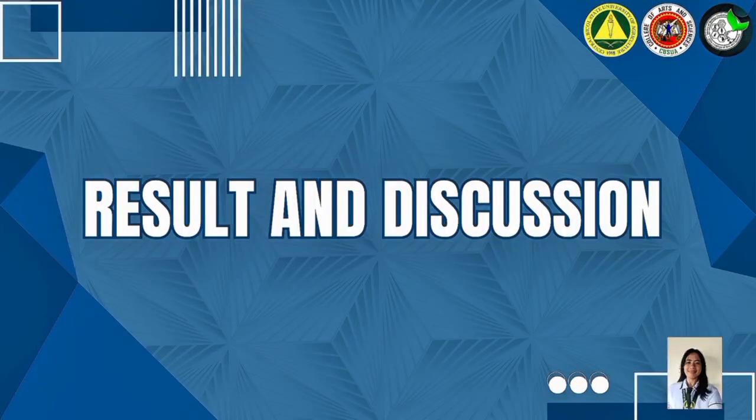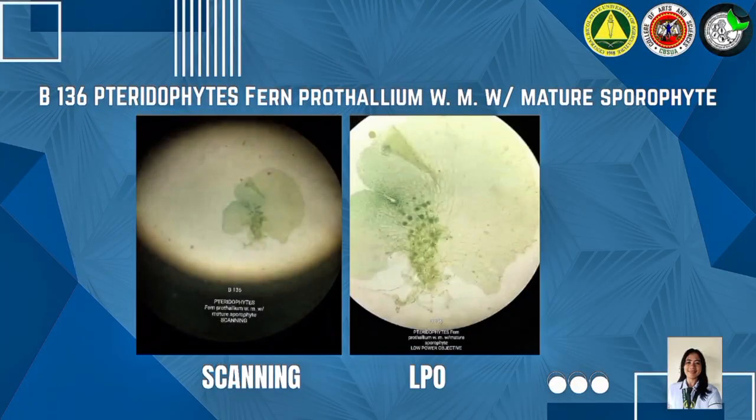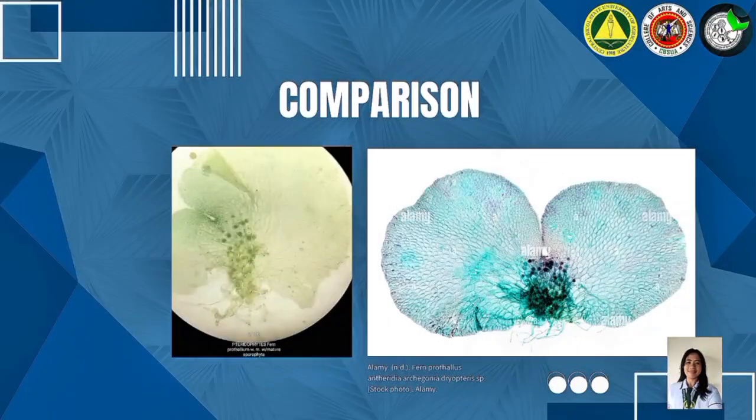Results and discussion. This is our B136 prothallium with a mature sporophyte compared to the online reference image. In our specimen on the left, the prothallium looks pale and unstained, so the heart-shaped thallus and the young sporophyte are visible but not very sharp. The reproductive structures are harder to distinguish because the tissues blend together. On the other hand, in the reference image, the sample is stained, which highlights the cells, archegonia, antheridia, and sporophyte attachment area. The details are much clearer, making it easier to study the organization of the gametophyte and early sporophyte.